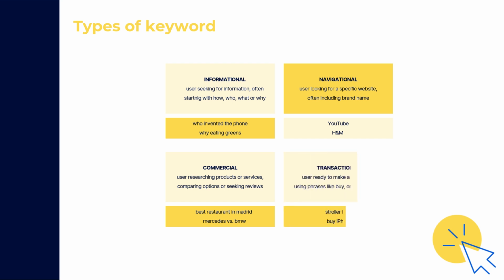Finally, we've got the golden ticket: transactional keywords. These show that someone's ready to whip out their credit card and make a purchase. Keywords like "buy iPhone 14" or "order pizza online." When your content matches these keywords, you're connecting with customers who are primed and ready to buy. By understanding these different types of keywords, you can make sure your content speaks directly to what your audience needs, no matter where they are in their journey, whether they are just browsing or ready to seal the deal.